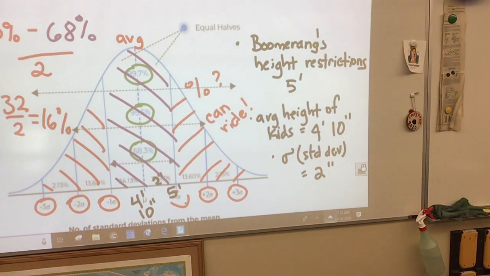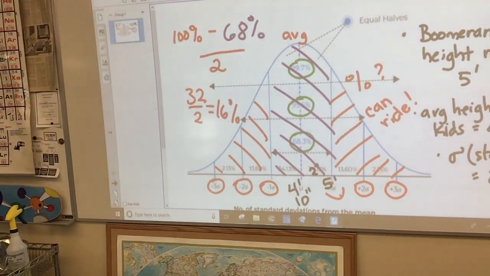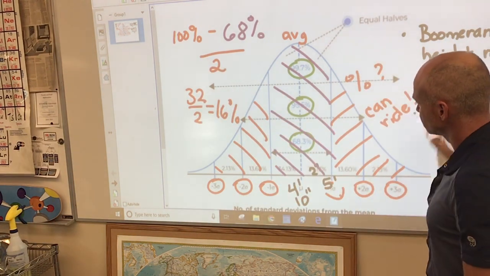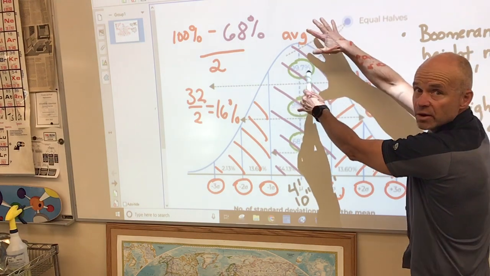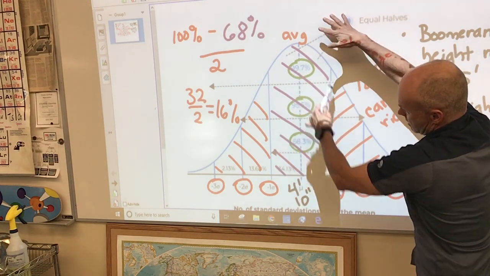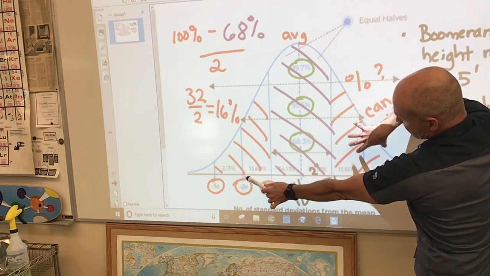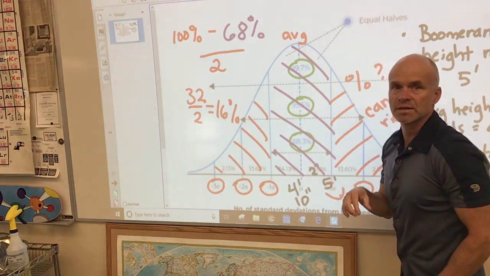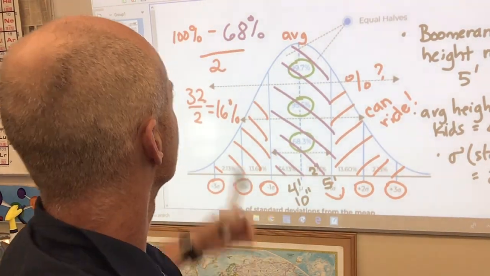Now there are other ways to do this. Let me do that again. So 100% is the entire area. 68% is just this part here. So that leaves me with these two areas. I only need this area here, so I'm going to divide by 2. That gives me 16%. There are other ways to do this. This is just one way.